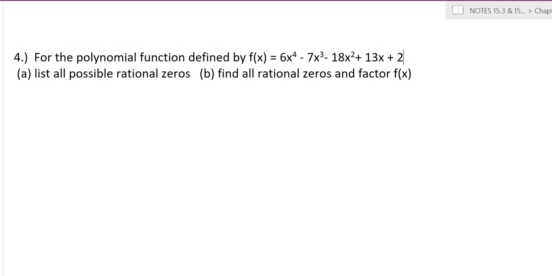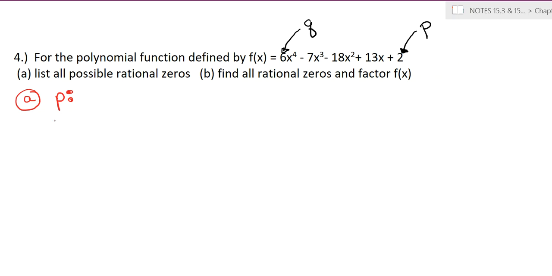In question number 4, it's given us a polynomial function, and it's asking us two things. It's first asking us to list all the possible rational zeros, and then to find all rational zeros and factor the function. So this right here is our P, and this right here is our Q. And we're going to start off by listing all those possibilities.